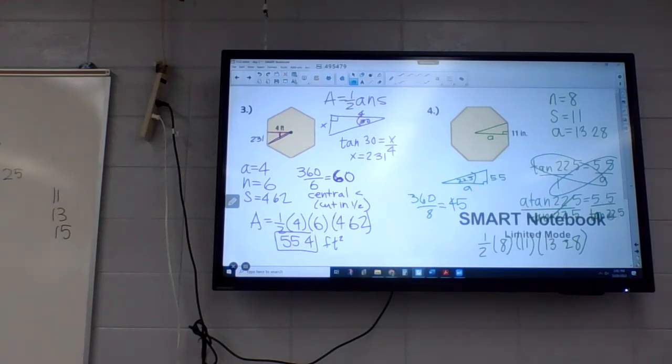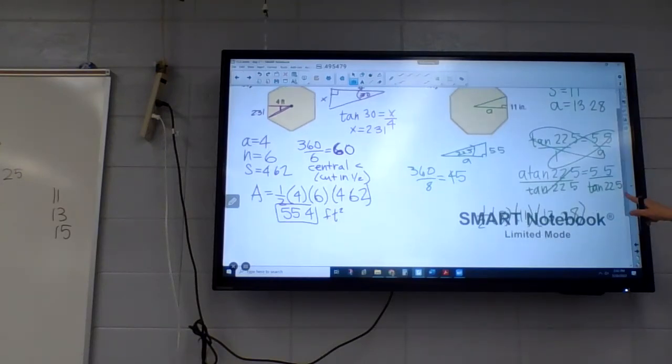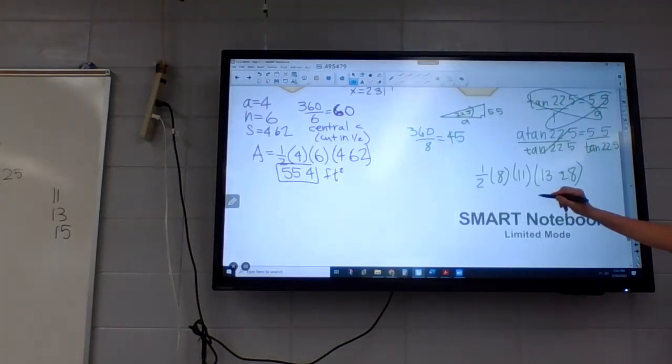Again, multiply all that together, and I get 584.2. And did we have units on that one? What's that? Inches, and then inches squared.